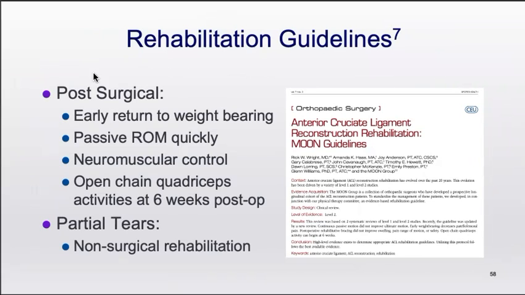So after surgical ACL reconstruction, we want to look at early return to weight bearing. We want to get passive range of motion back to normal as quickly as possible. And there are benchmarks that you want to obtain. You want to gain back neuromuscular control, and you want to start open chain quadriceps activities within 6 weeks post-op. That doesn't mean you should start it at week 1. That means you should hit all of the benchmarks getting up to week 6 and then start to incorporate those open chain exercises.